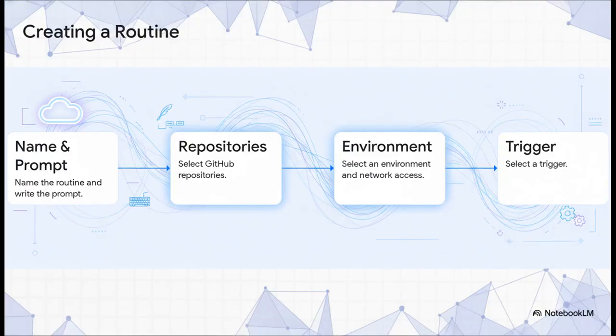Setting the whole shebang up from the Cloud Web Interface is surprisingly straightforward. You name it, you select your repositories, set up your network access, and pick your trigger. But, and this is a big but, pay incredibly close attention to the very first step, writing the prompt. Because the routine runs autonomously in the cloud without you there to hold its hand or correct it, your prompt is absolutely the most important part. It has to be completely self-contained, utilizing all that XML structuring and those affirmative instructions we went over earlier.